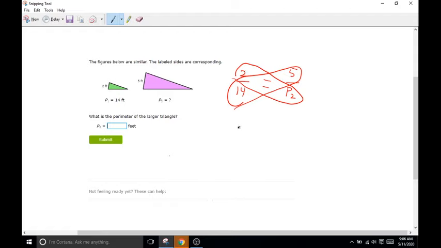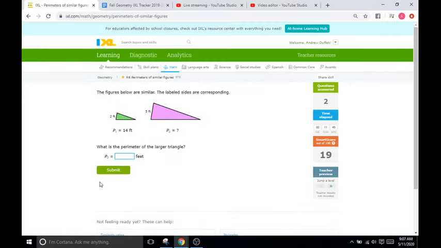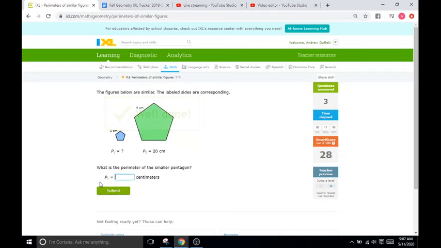Okay, so 2 times P2 equals 14 times 5, which is going to be 70. Okay, to get P2 by itself, we'll divide both sides by 2. So we're left with P2 equals 35. Okay, so our perimeter is going to be 35. Very good.